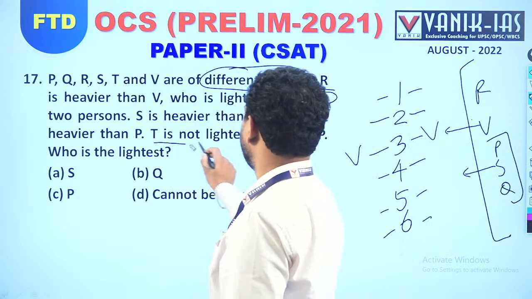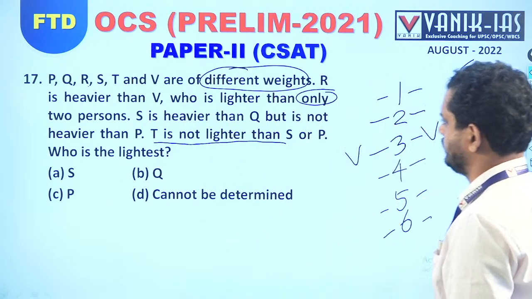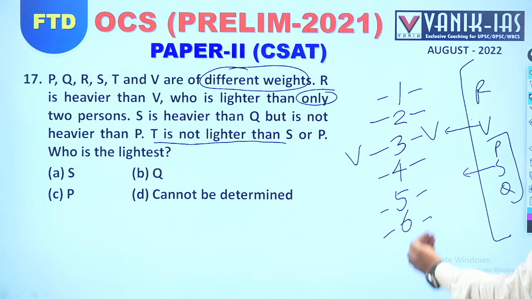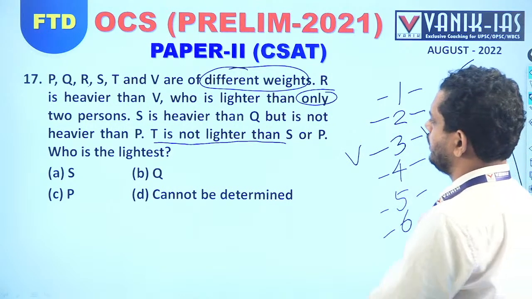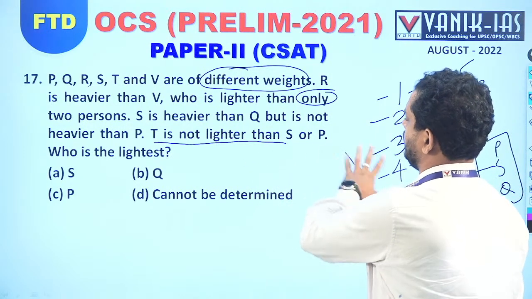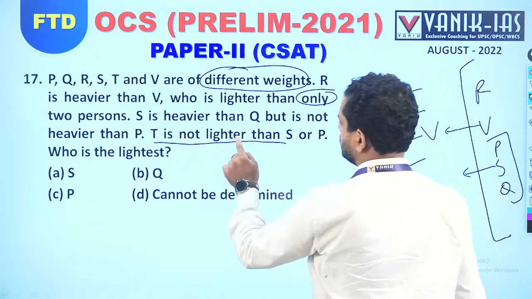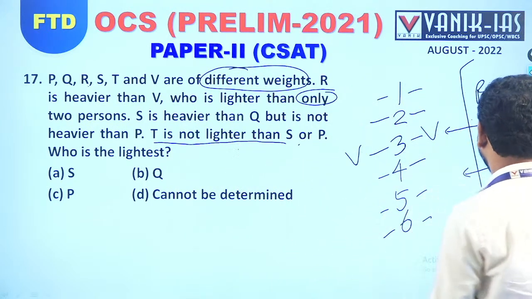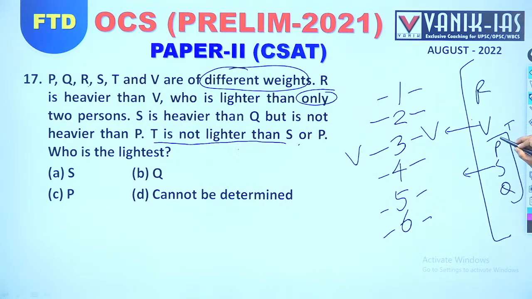T is not lighter than S. T is heavier than S. It means T is not lighter than S or P. It means T is heavier than S and P. Think about it. T is heavier than S and P. It means by default T is also heavier than Q. So these all are in the order T, P, S, Q.